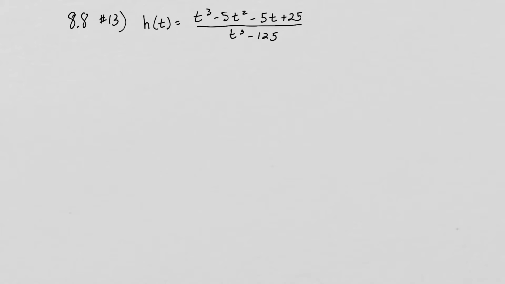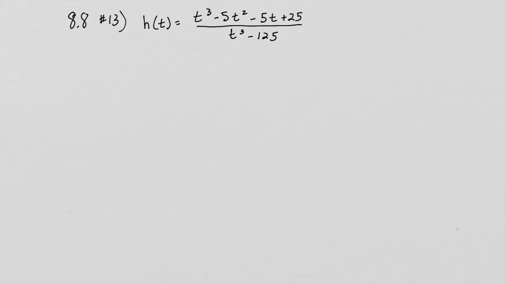So in 8.8, number 13, we have a rational expression to simplify. This is just a fraction, and fractions always need to be reduced. The way that you reduce a rational expression is to factor the numerator and denominator, and then cancel common factors. So we go ahead and rewrite this.